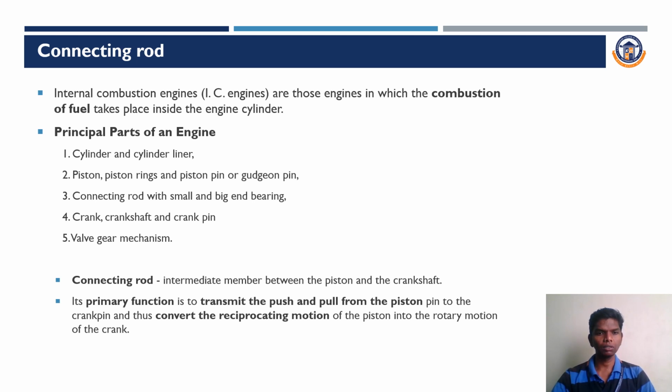Next, the connecting rod is an intermediate member between the piston and the crankshaft. So we came to know the connecting rod is used in IC engines. The purpose of the connecting rod is to act as an intermediate member between the piston and the crankshaft. It helps to connect the piston and crankshaft, so it is called a connecting rod.